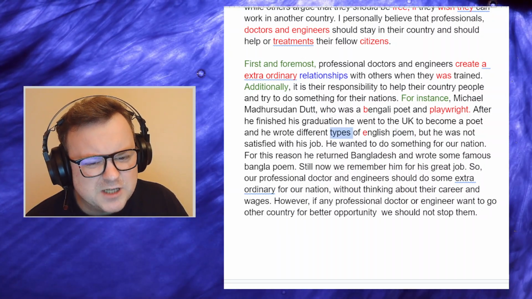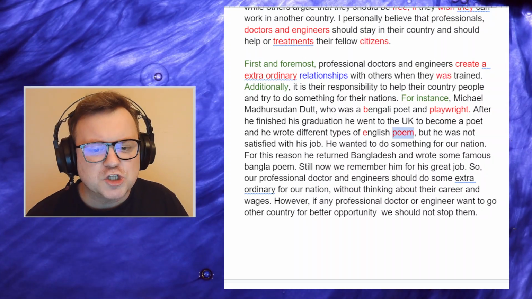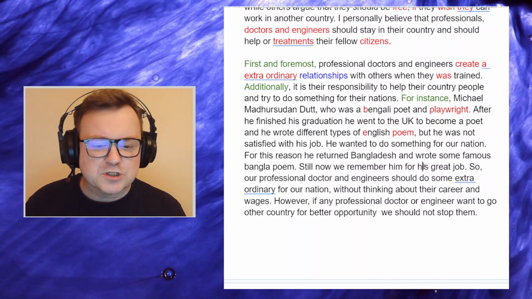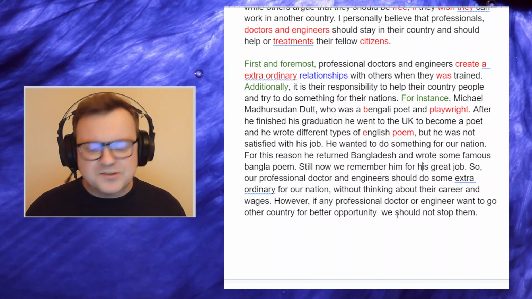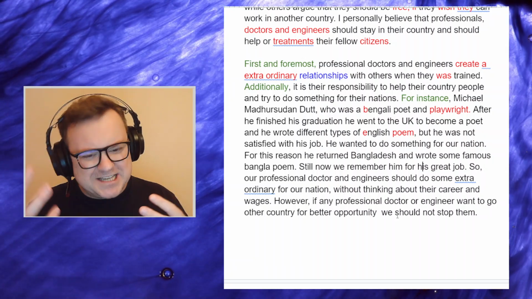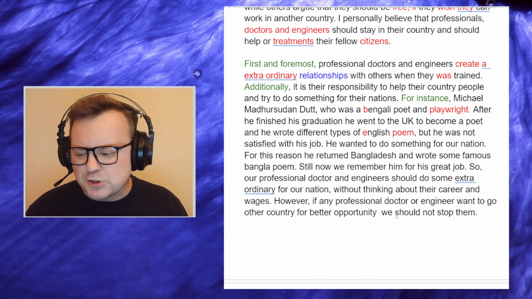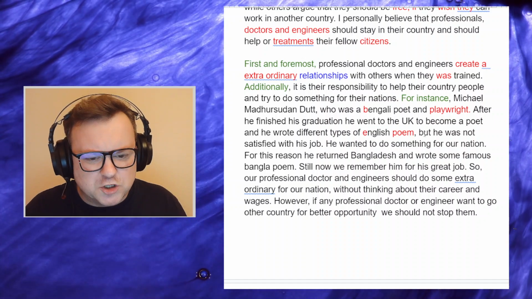"Different types of English poem," just one. Well, they can't be different types of one. Different types of English poems. We know on this channel, one of the most common language mistakes from students is mixing up singular and plural. And really, when the candidate cannot control singular and plural nouns, immediately, in terms of those language things, we're thinking, okay, it's not really going to be much higher than a 5.